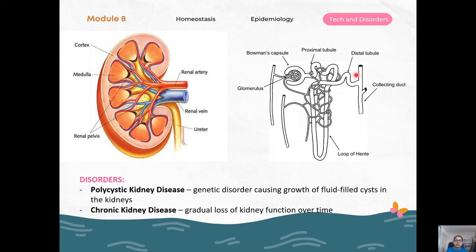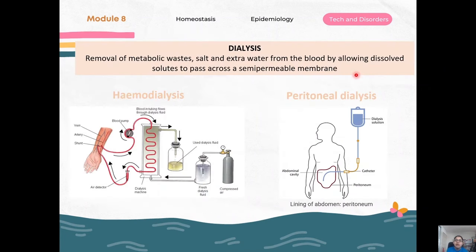So the 2 disorders of the kidneys are, first, polycystic kidney disorder, which is a genetic disorder which causes growth of fluid-filled cysts in the kidney. And then we've got chronic kidney disease, which is the gradual loss of kidney function over time. So the technology that can be used to manage kidney disease is hemodialysis and peritoneal dialysis. But the only way to manage it long term is to get a kidney transplant.